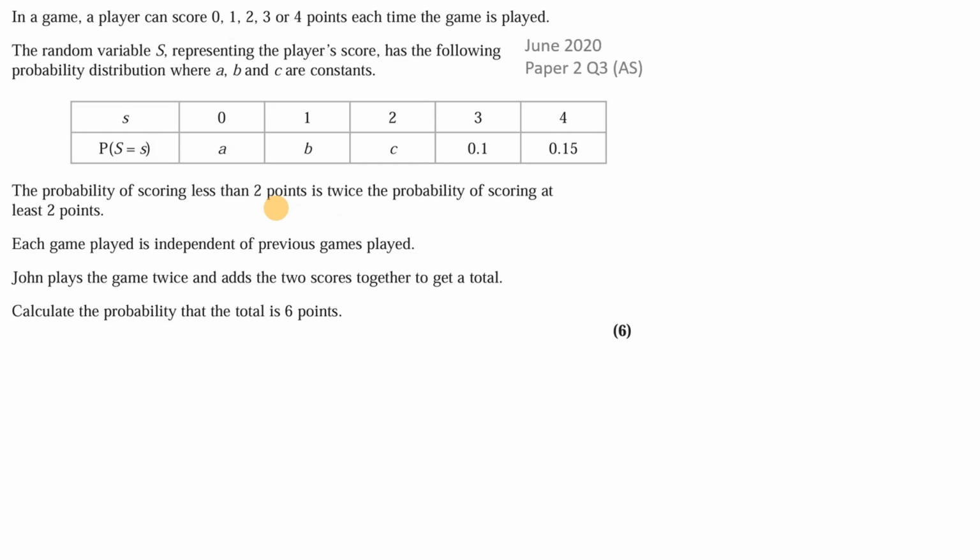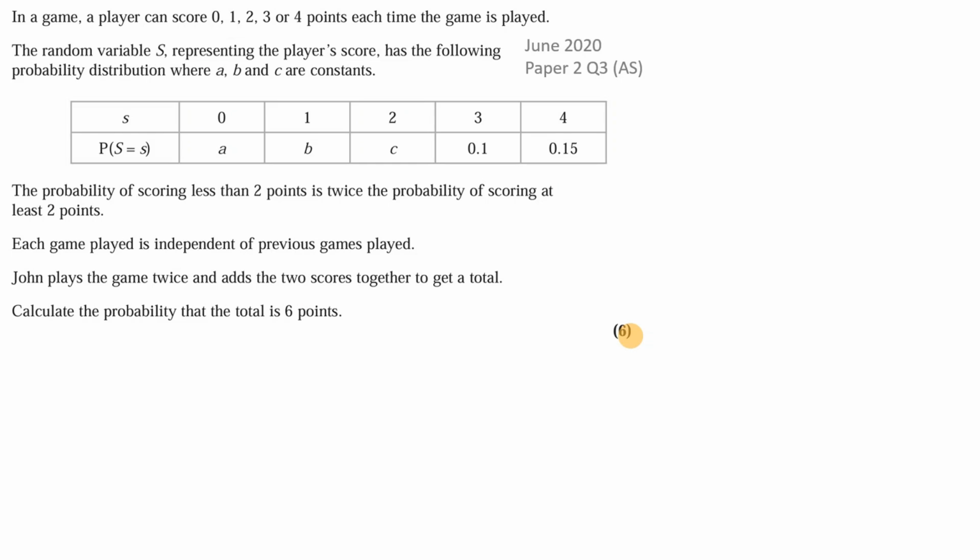Okay, so for this question, we're told in a game a player can score 0, 1, 2, 3, or 4 points each time the game is played, and the random variable S representing the player's score has the following probability distribution, where a, b, and c are constants. The probability of scoring less than 2 points is twice the probability of scoring at least 2 points. Each game played is independent of previous games played. John plays the game twice and adds the two scores together to get a total, and we need to calculate the probability that the total is 6 points for 6 marks.